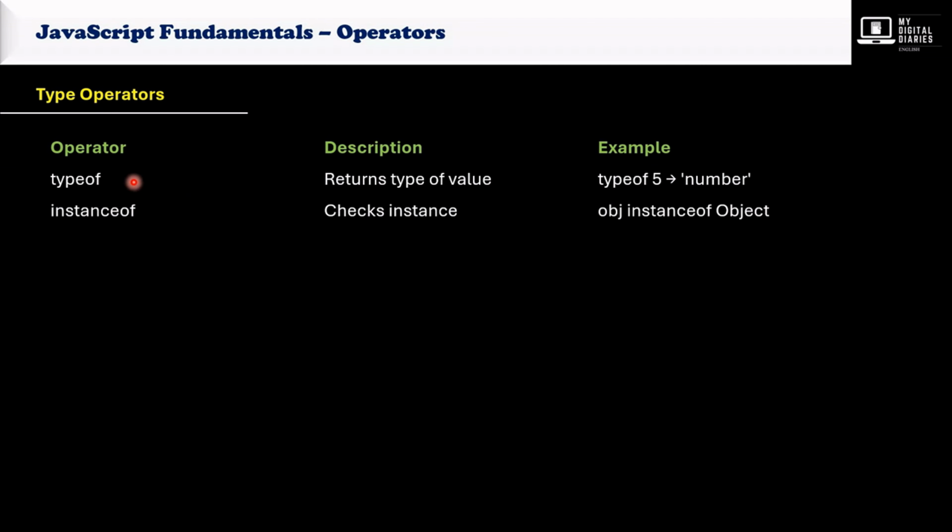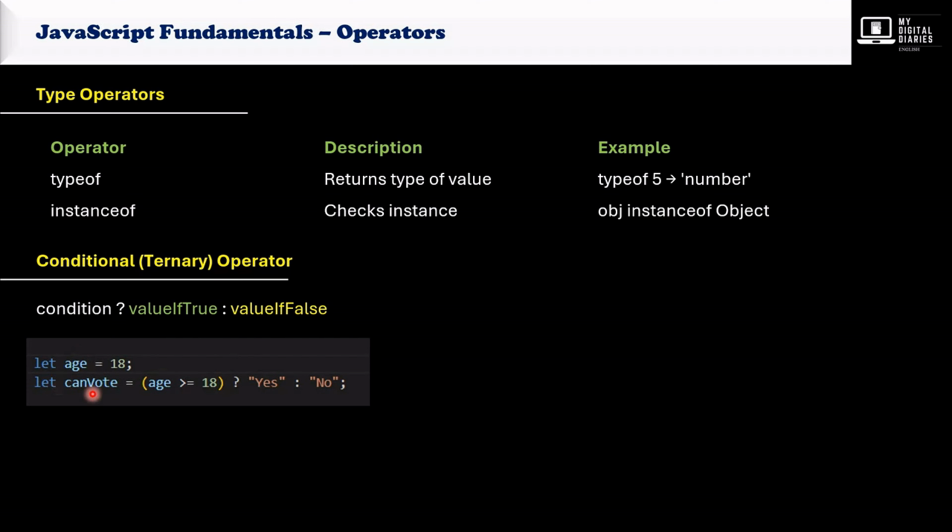Then we have the conditional or ternary operator. This is also a very useful operator which you will be using many times. So how does it work? It is basically a shortcut for if else. Its syntax is like this: you have a condition, then if that condition is true, show this value, else show this value.